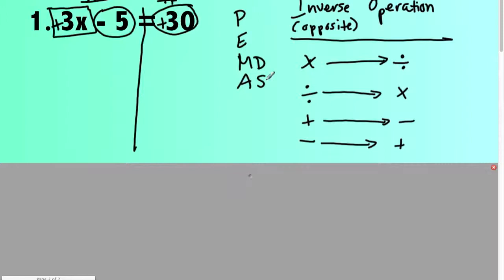So starting with addition and subtraction, the first thing you can do is get rid of your negative 5. And remember, the inverse of subtraction is addition. So we're going to add 5 because that will make this 0.